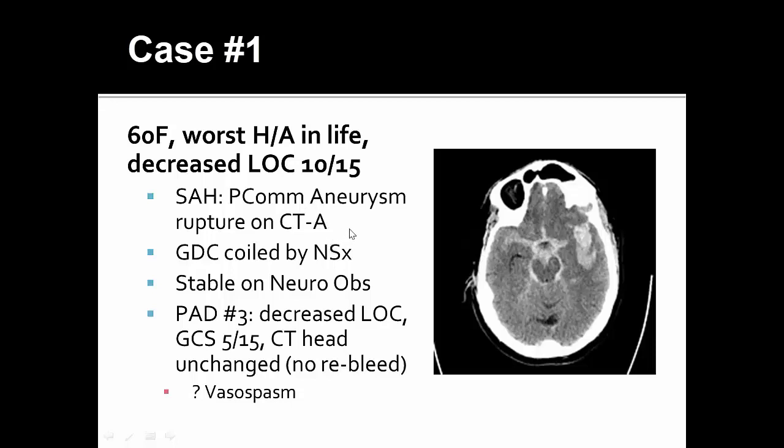However, on post-admission day 3, she has a repeat decreased level of consciousness, this time deteriorating to a GCS of 5/15, with a CT head that is unchanged, no evidence of rebleed. So the question is whether or not she has vasospasm.